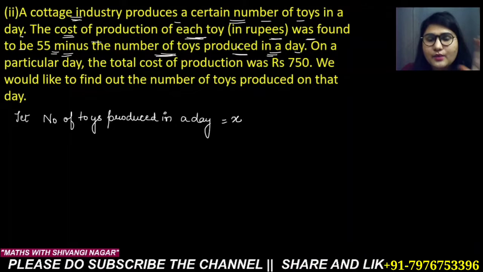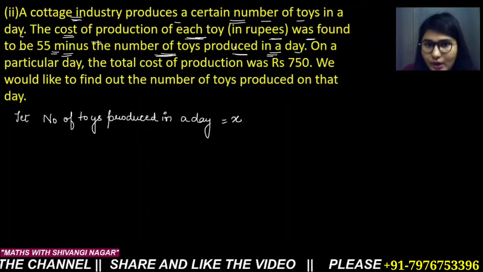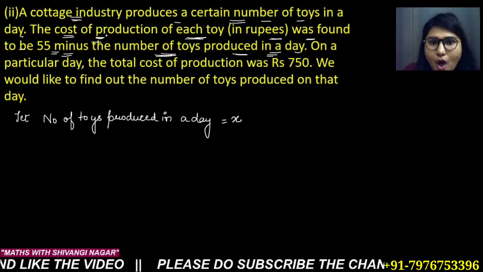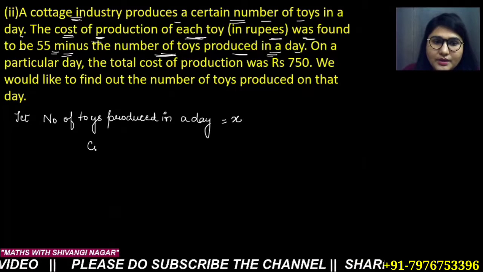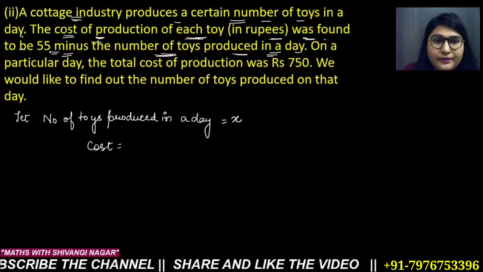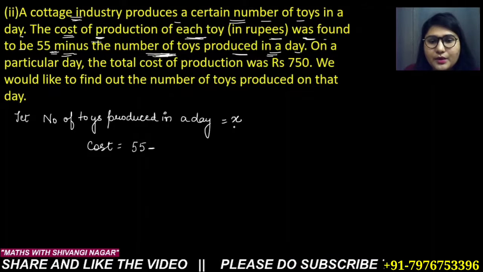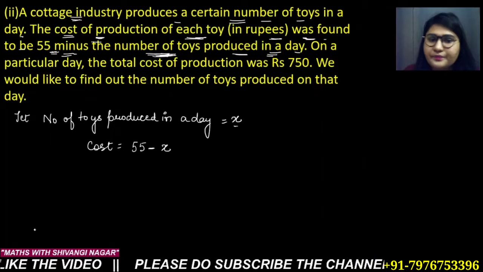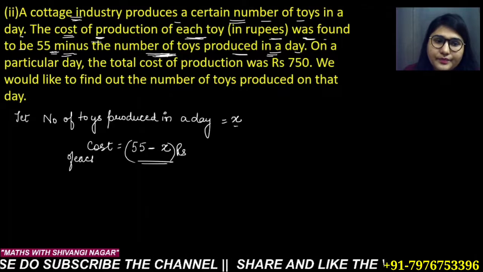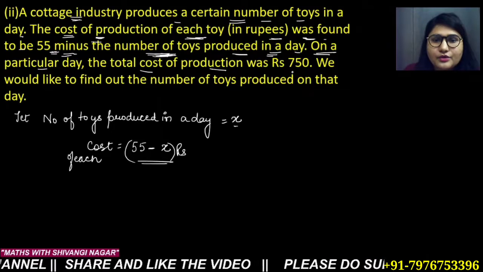And we are also given that the cost of production of each toy was found to be 55 minus the number of toys produced in a day. Here in the second line, we are given comparative information of the cost of production of one toy and the number of toys. It is given that the cost of each toy was 55 minus the number of toys produced in one day, and the number of toys produced in one day is x. So this is the cost of each toy, right?